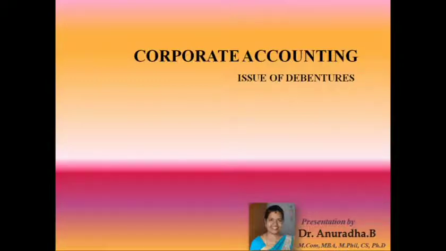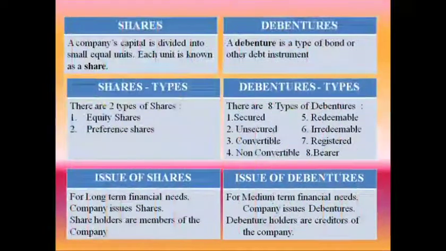In this video we're going to discuss the issue of debentures. So let's look into the comparative study on what is a share and what is a debenture, the theoretical part. A company's capital when divided into small equal units is called a share, while debentures are debt instruments or a type of bond. There are basically two types of share, equity and preference, while for debentures there are 8 types.